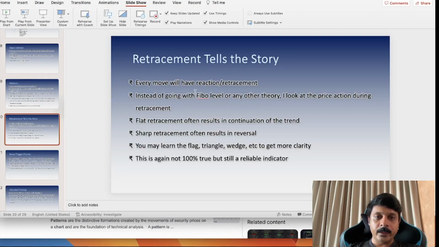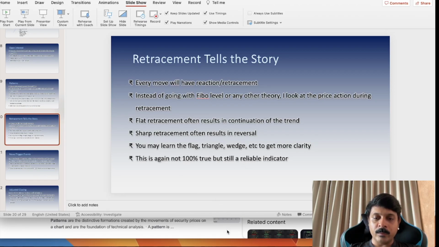Retracement tells the story. I think this one also I covered already. Every move will have a reaction or retracement. Instead of going with the Fibo level or any other theory, I look at the price action during the retracement. Flat retracement often results in a continuation of trend, and sharp retracement often results in reversal. You may learn flags, triangles, same thing.